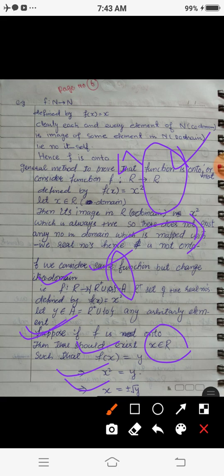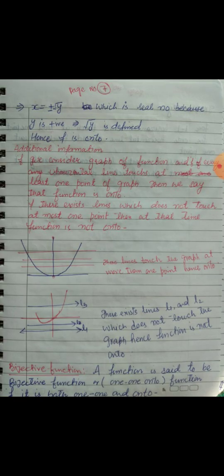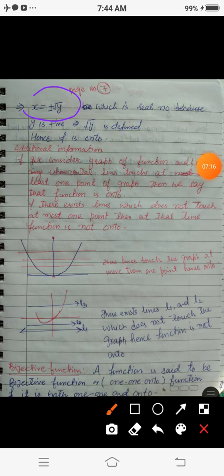Here this x is plus minus root y. Here y is always positive because y belongs to R positive union 0. That is why this under root is always defined. When the under root is defined, this means that x is a real number, whether positive or negative. So this means that our assumption is true, hence this function is onto.